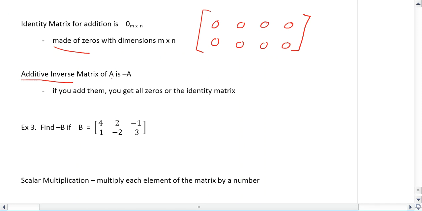Next property is an additive inverse. The inverse of A is -A, so that if you added these two matrices together, you would get all zeros. So we're asked to find the inverse of B if this is matrix B. So the inverse of B is just whatever we would add to this that would give us a 0. So we would add a -4, a -2, and a 1, and a -1, a 2, and a -3. And then if you added B to its inverse, all you'd have is zeros.